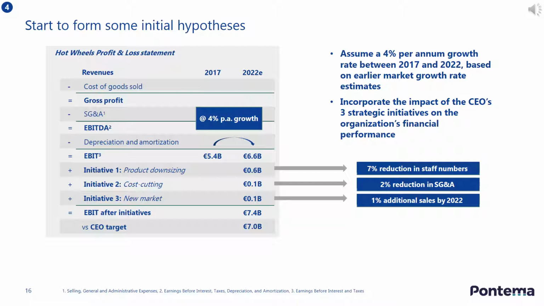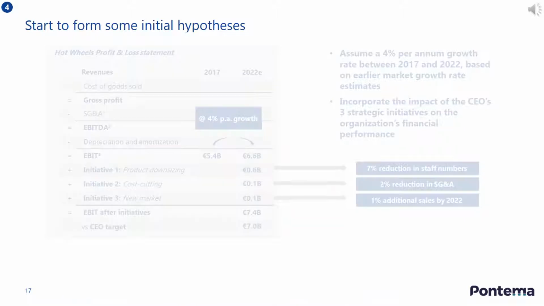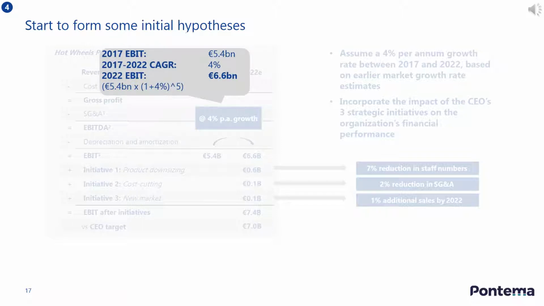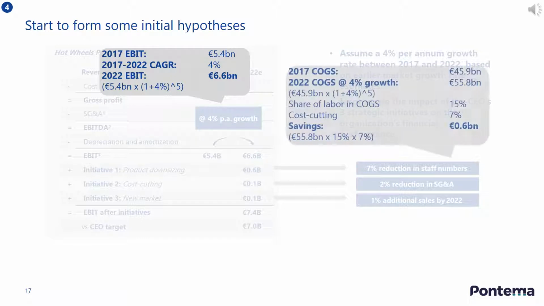The next slide shows the workings. For the EBIT, you can assume a simple annual growth rate of 4% and extrapolate out to 2022. To incorporate the reduction in staff numbers, you need to obtain the cost of goods sold numbers, extrapolate out to 2022, and then isolate the portion attributable to labor.